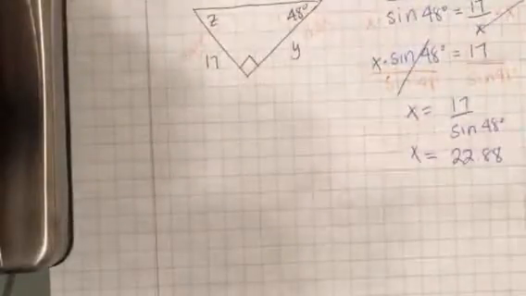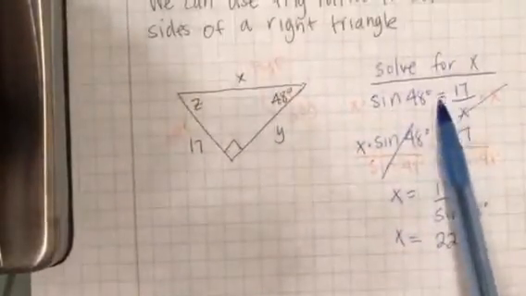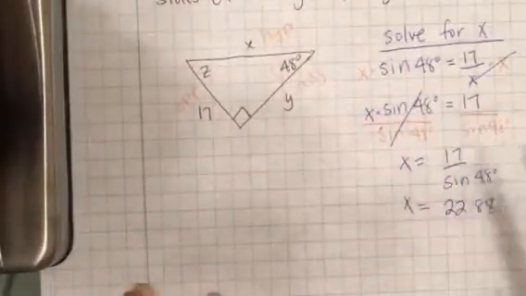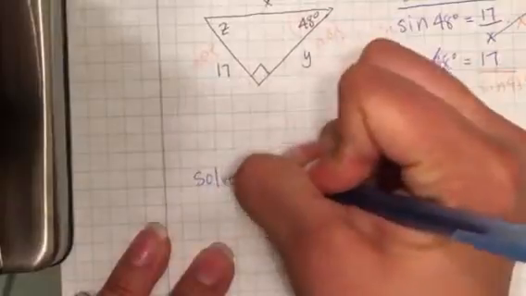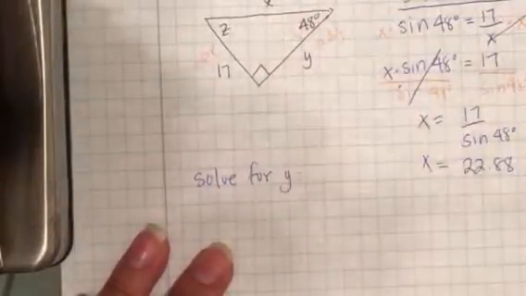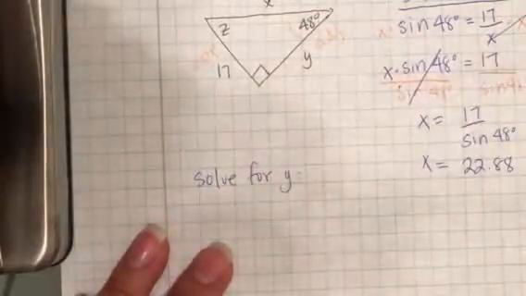All right, guys, so part two. Now I've already solved for x, and now we're going to solve for y. Remember, I want you to take this one step at a time. Solve for x first and then go ahead and solve for y.